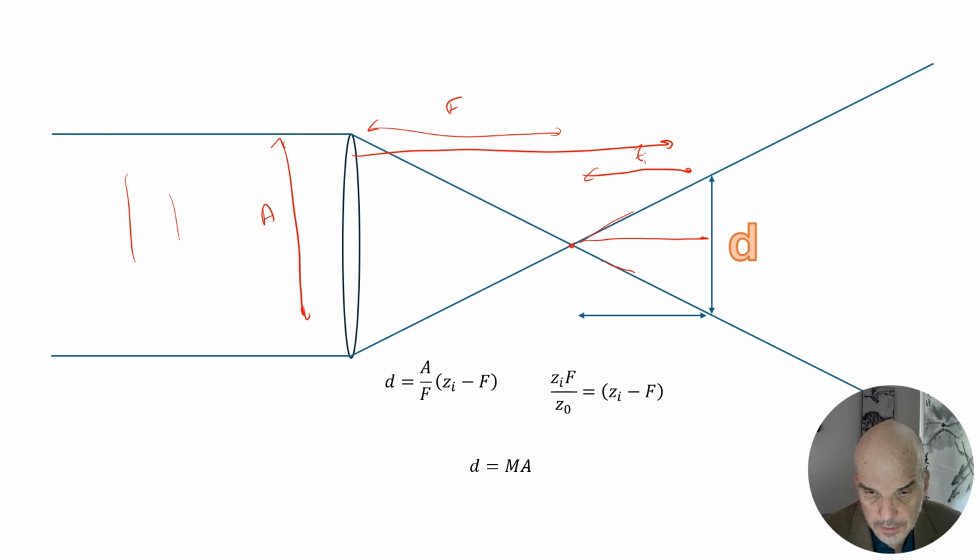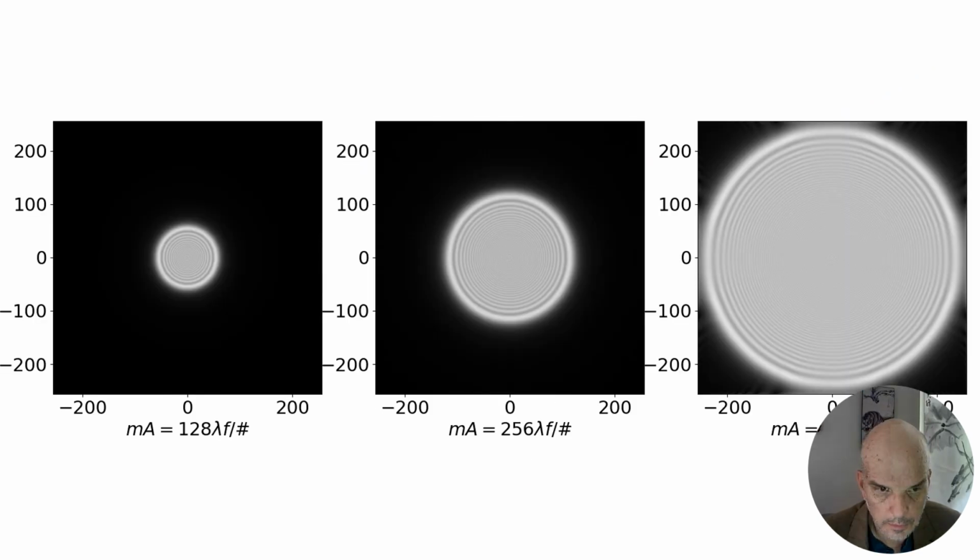Now, from the thin lens imaging law, we can see that z sub i minus f ends up being equal to z sub i over z sub o times f. So this extent is going to be m times a, like we saw in our previous simulation, what you see right here. Now, there's some ringing, there are some phase terms around there, so we need to figure out what's causing that ringing and what's causing the structure of this image.